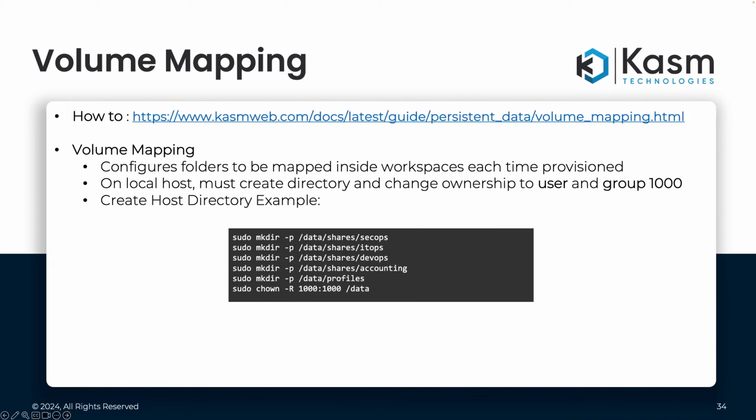Volume mappings configure your folders to be mapped inside the workspace each time they are provisioned. For our demonstration, we will build it on the local file system where the Chasm server is installed. Our workspaces use the user ID of 1000 on the host for our users inside the containers. And so we need to make sure we change ownership to that ID. In our example, we will create these directories for the groups that we have, a persistent profiles path, and then change the ID ownership.